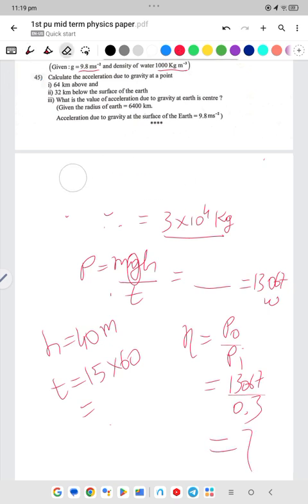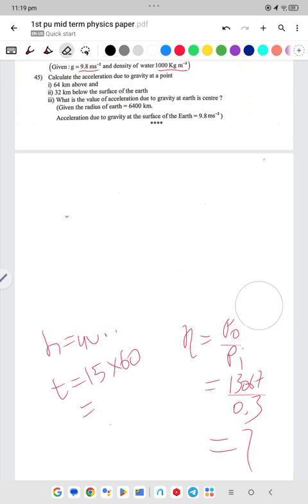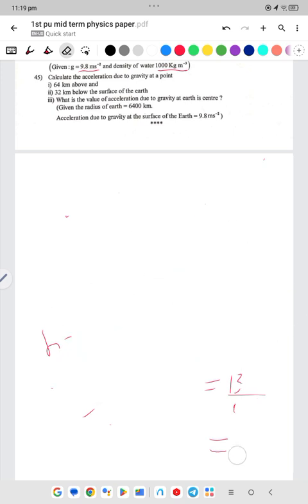Now coming to the last question of the numerical. Calculate the acceleration due to gravity at a point 64 kilometer above and 32 kilometer below the surface of the earth. What is the value of acceleration due to gravity at the center of the earth? Given the radius of the earth is 6400 kilometer, and acceleration due to gravity is 9.8.